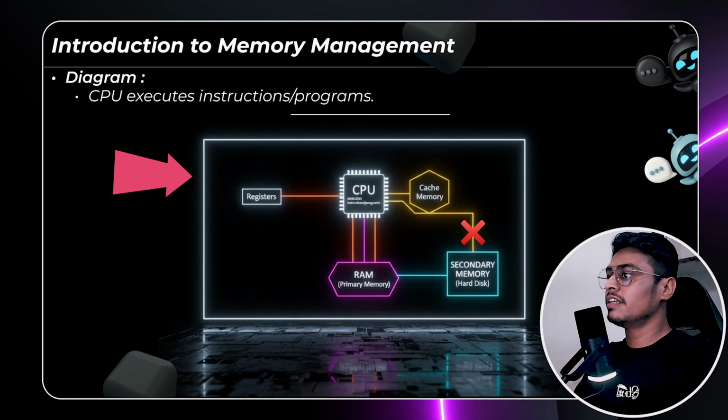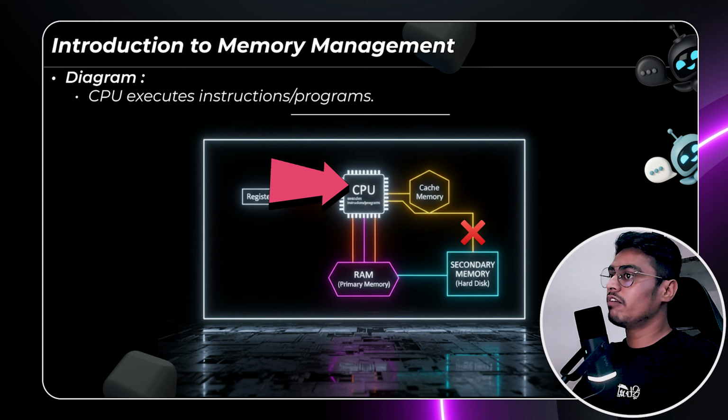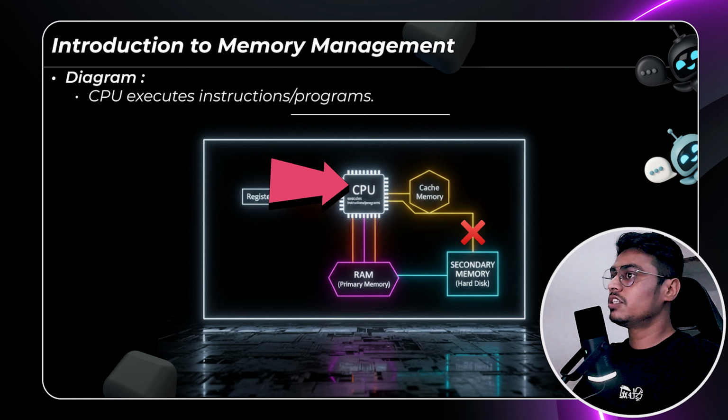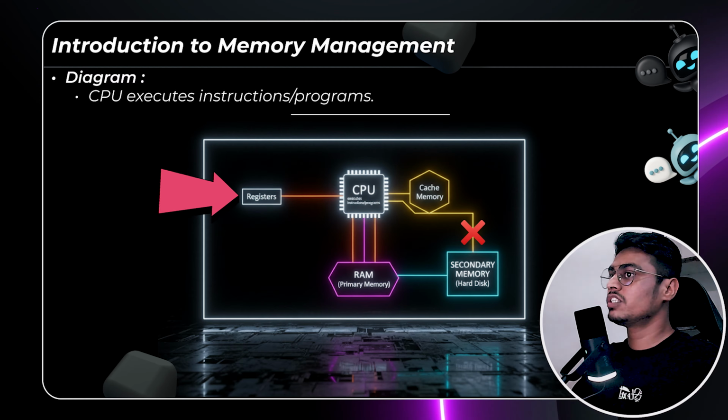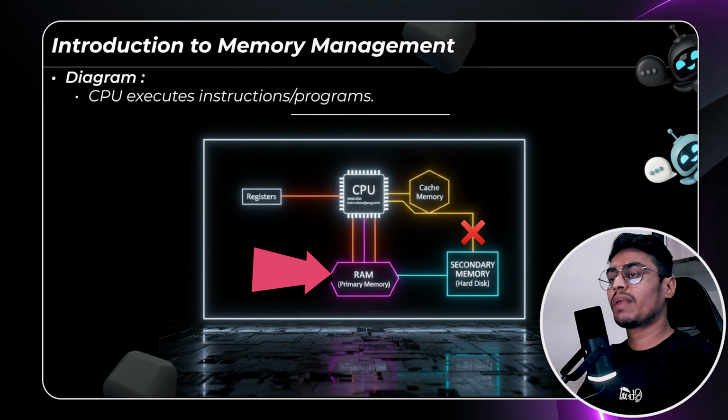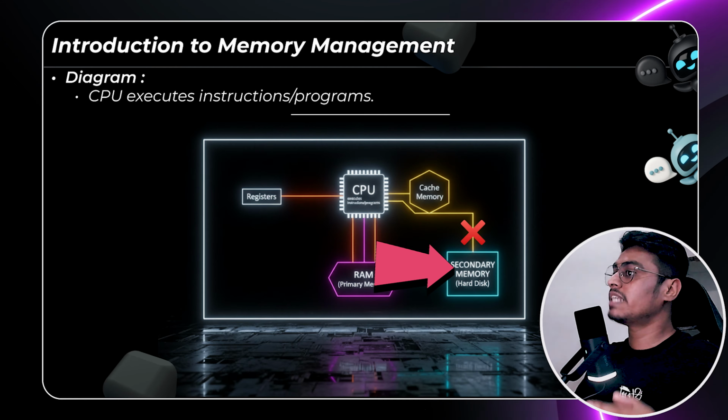Now let's understand this with a simple diagram. We have a CPU whose purpose is to execute instruction and programs. A program is essentially a collection of instructions that need to be executed one by one by the CPU. The CPU is directly connected with register and cache memory, and it's also connected with RAM, which is also known as primary memory. RAM is then connected with secondary memory.